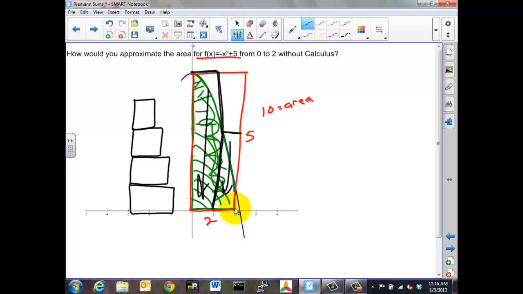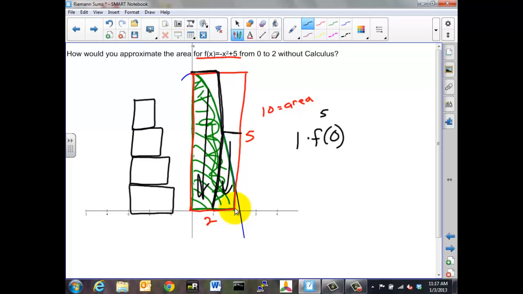It'd be smaller than 10. Would the actual area be more than that or less than that? Less than that, because we're counting in a little extra here. Well, what would be the area of this first rectangle here? Can anybody tell me? 1 times 5. I'm going to write it down like this: 1 times f of 0, which is 5. I'm just writing that down so I'll know where I got the 5 from, okay?